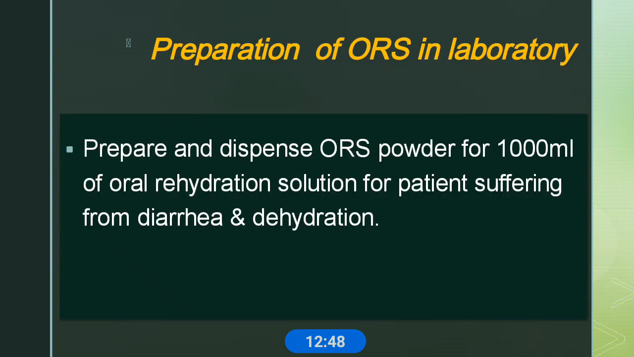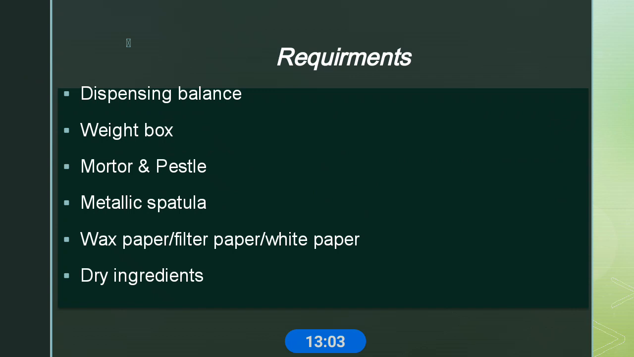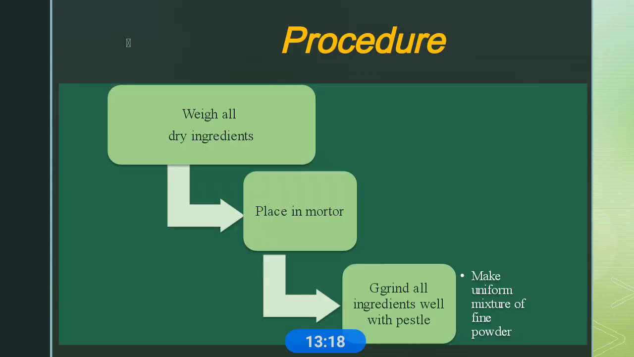Okay, next we come to the preparation of ORS in the laboratory. Now we're going to prepare and dispense ORS powder for a patient suffering from diarrhea and dehydration. These are the main requirements: the dispensing balance, weight box, mortar and pestle, metallic spatula, wax paper, filter paper or white paper, then all these dry ingredients. These are the main requirements.